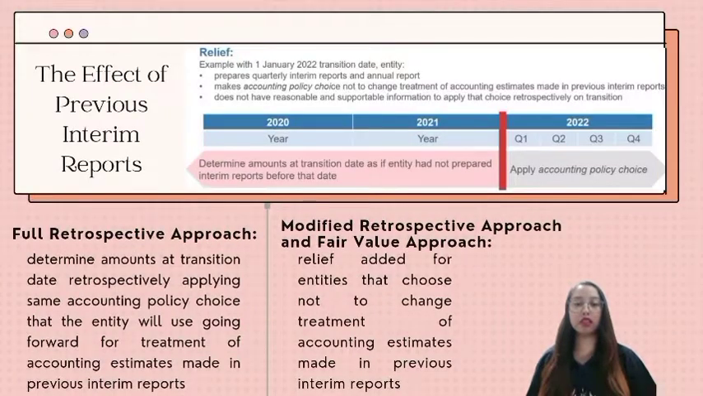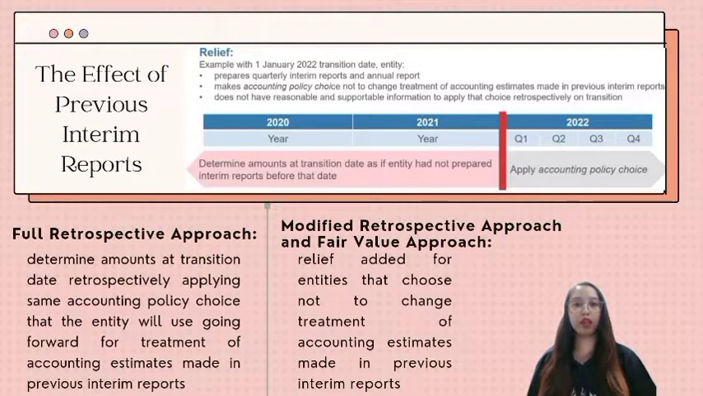So next po about the transitional modifications and relief is about the effect of previous interim reports. So for the full retrospective approach, determine amounts at transition date retrospectively applying same accounting policy choice that the entity will use going forward for treatment of accounting estimates made in previous interim reports. And for the modified retrospective approach and fair value approach, relief added for entities that choose not to change treatment of accounting estimates made in previous interim reports.